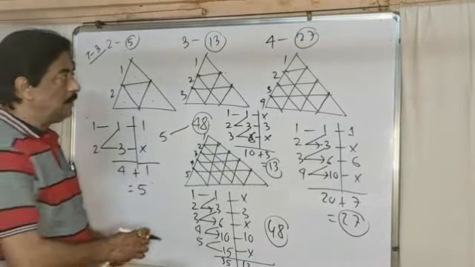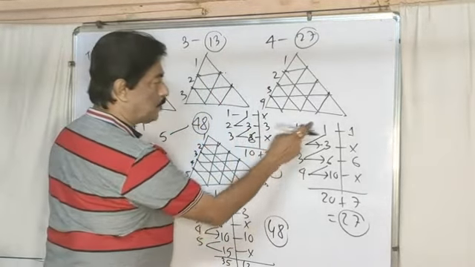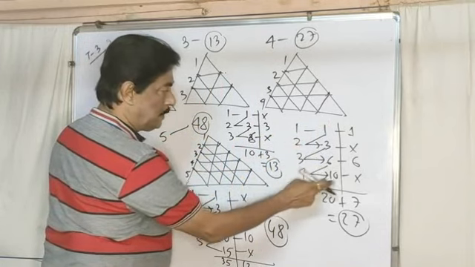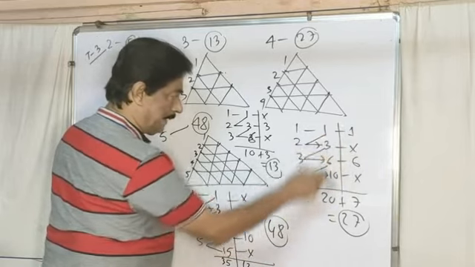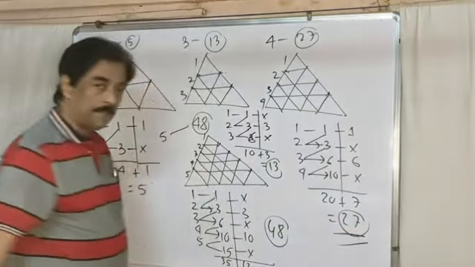Again I repeat the rule. Say 1, 2, 3, 4. I write 1, 2, 3, 4. First 1 copy 1. 1 plus 2 is a 3. 3 plus 3 is a 6. 6 plus 4 is a 10. Go right side, skip, copy, skip, copy. Add. This is 20, this is 7. Add. Total number of triangles is 27.